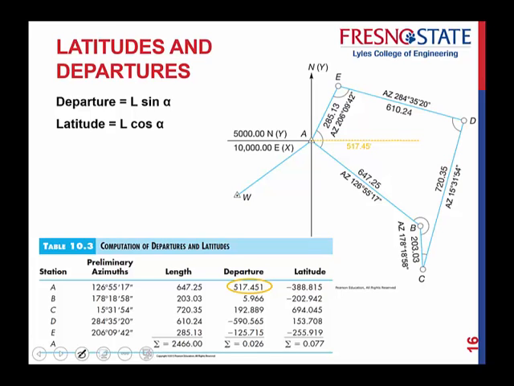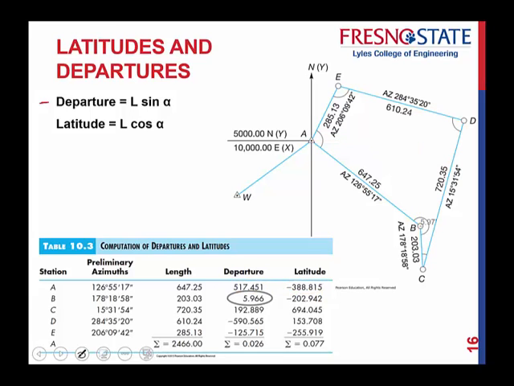So departures are parallel to the x. To get from A to B, I go 517.45 feet to the east, and using this equation, that's how I'm going to be able to calculate that latitude. Then I get 388.82 feet. What's important is that you recognize the sign of the number. Is it a positive or a negative number? Well, we went from A to B, so obviously we're going further down. We're going at a negative y value to get there. So make sure you pay attention to what the signs are.